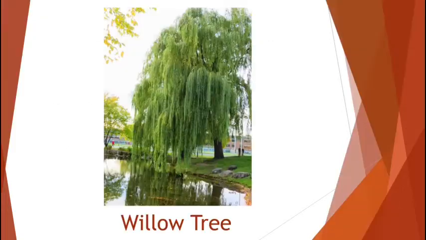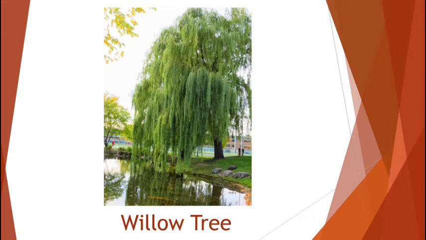So what does a willow tree look like? Willow trees are those trees that have those long, droopy branches. They're usually near some water. And we are going to draw one of these today. I'll show you my picture again. And then we'll practice it, and you will work on your own.